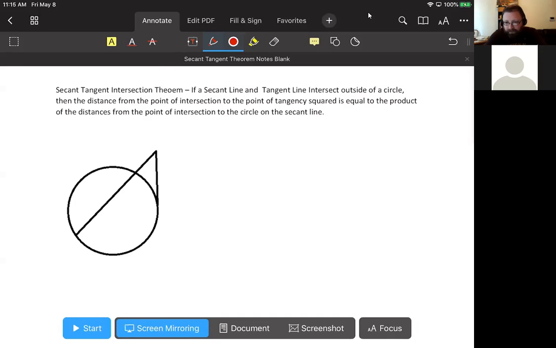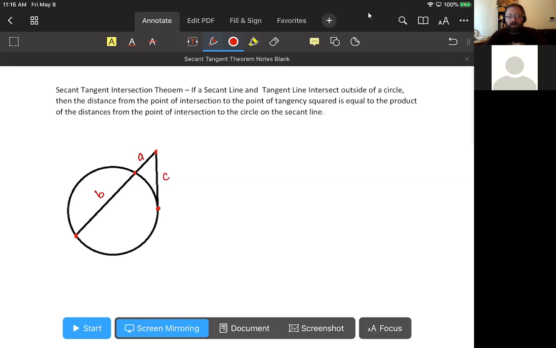So here's the deal. We have three lengths in this picture. We have the distance from the point of intersection to the first intersection on the secant line with the circle. We'll call that A. We have the length of the chord inside the circle that's part of the secant line. We'll call that B. And we have the distance from the point of intersection to the point of tangency. We'll call that C. So C is the length of the tangent line segment, and A plus B would be the length of the secant line segment.